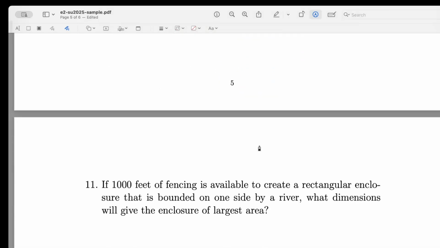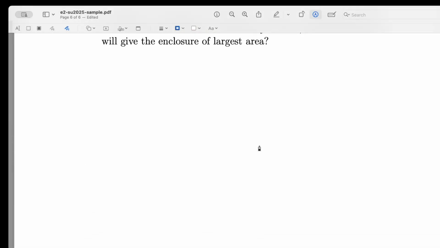Let's do the last one. Now for this, we're definitely going to need to make some pictures. This is an application of calculus. There's a lot of these applications to agriculture, animal husbandry, I suppose, where you're trying to find the best way or the cheapest way, or the maximum area is a very common one.